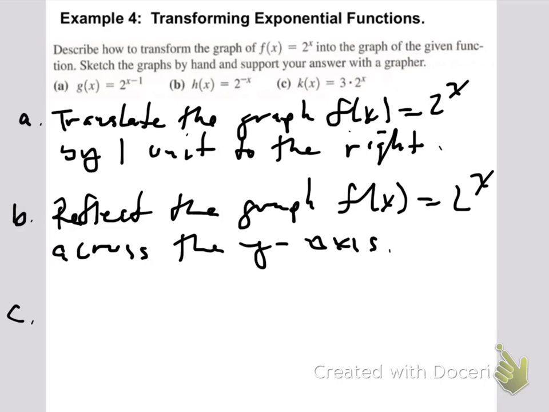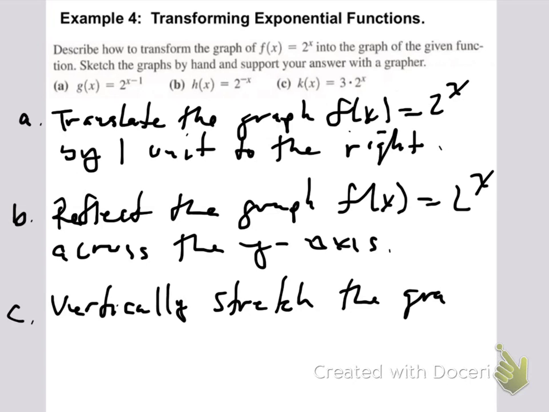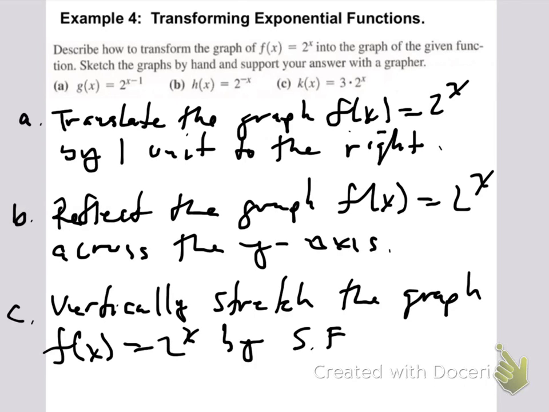Alright, and then in C we have 3 times 2 to the x. So we're multiplying the entire function by 3. That's on the outside, so that's going to be a vertical stretch of scale factor 3. So we're going to vertically stretch the graph f of x equaling 2 to the x by scale factor of 3.